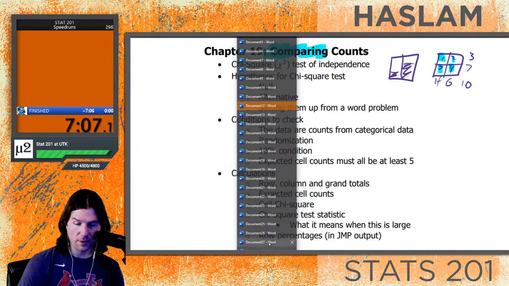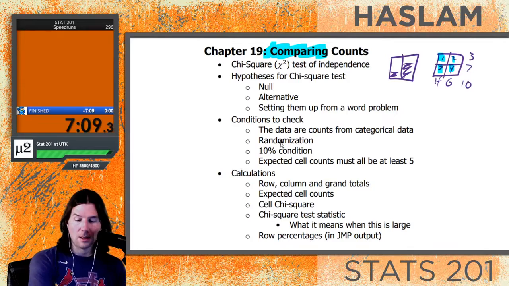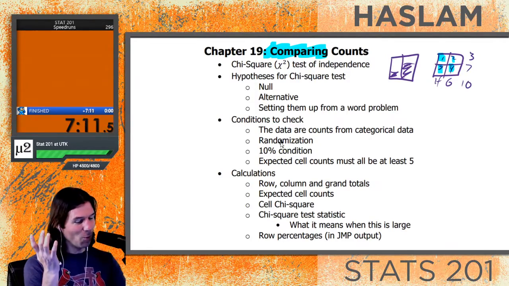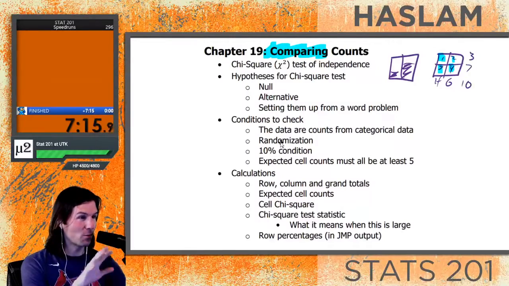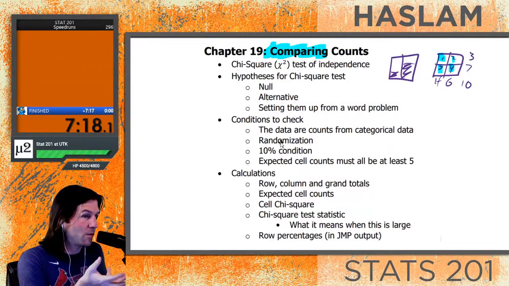And I lost my sheet for the chi-squared. Here we go, we're back to it. Condition check. Condition 1. Hopefully no one gets bored. No one gets bored of crab raid. So condition 1 is random. That means we need to randomly find these students.